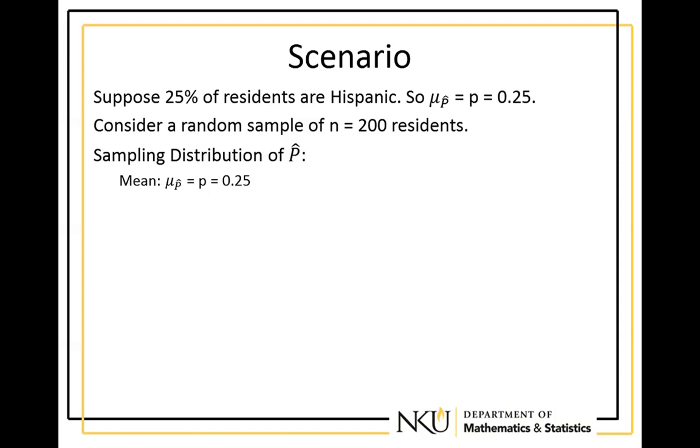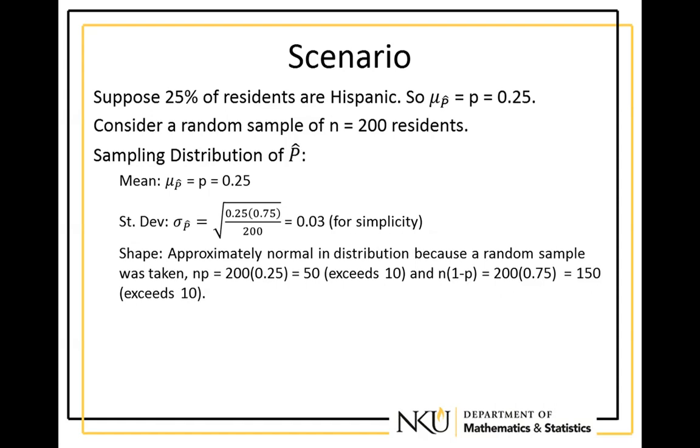Well, the mean is going to be mu sub p hat equals p, which equals 0.25. Now the standard deviation is sigma sub p hat, and that is simply the square root of p times 1 minus p over n, which in this case calculates out to be about 0.03. And we will round this just to 2 digits just for simplicity. Normally we would keep more digits.